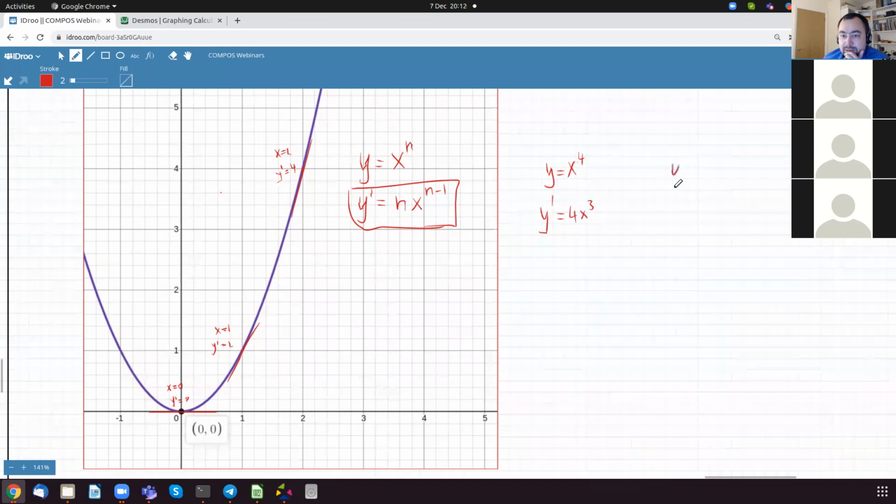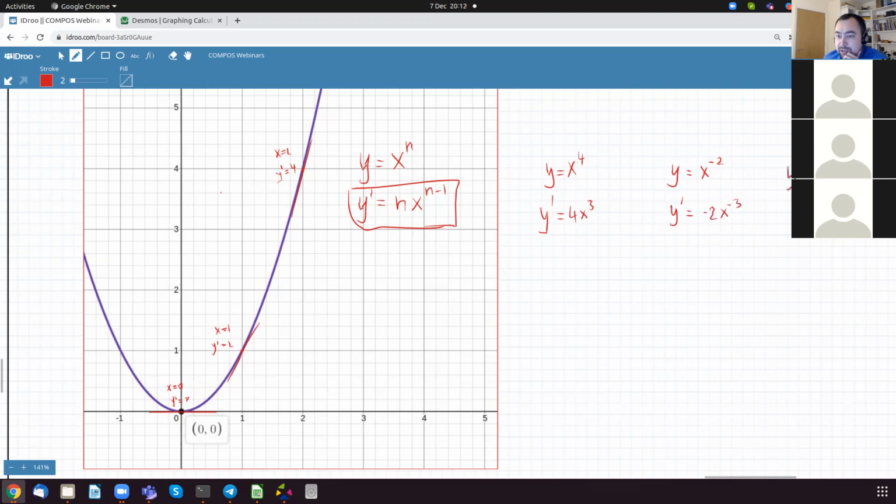If y is equal to, now this is a bit trickier, x to the power minus 2, y prime, the formula still works. Minus 2x to the power minus 3. Yes, minus 2x to the power minus 3.